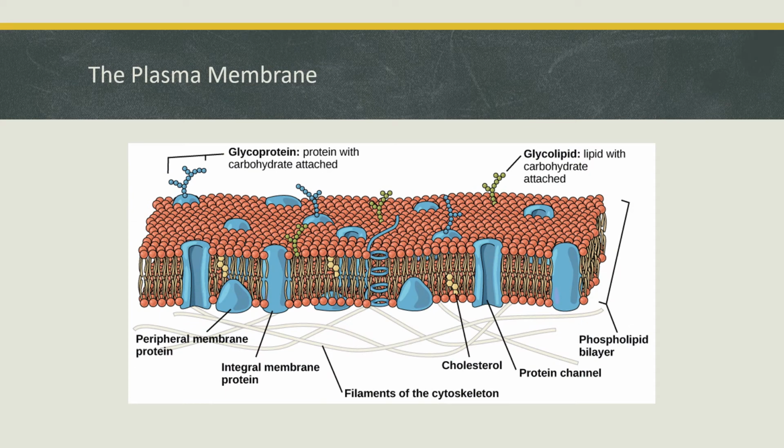We'll start with the plasma membrane. Both prokaryotic and eukaryotic cells have a plasma membrane. The plasma membrane is a phospholipid bilayer with embedded proteins that separates the internal contents of the cell, which would be on this side, from the surrounding environment. And we can see the blue, green, yellow protein structures here.